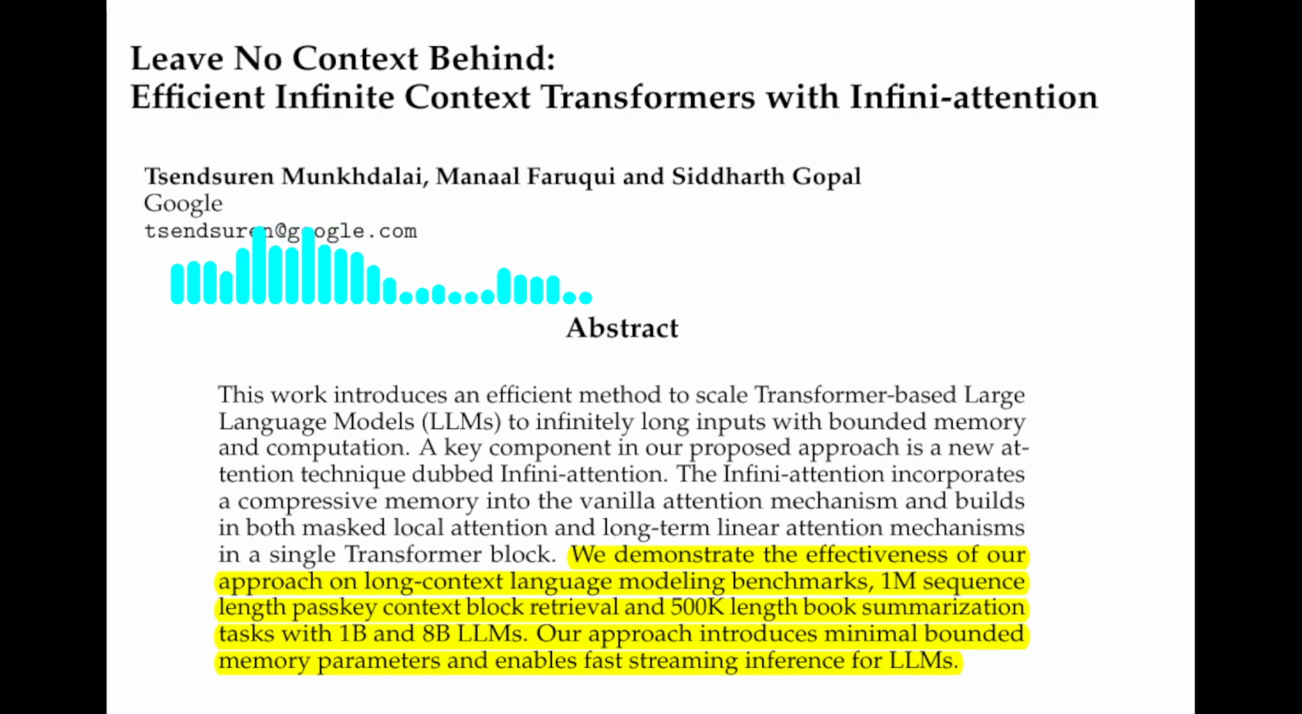Thank you for sharing your insights on this fascinating paper. It's clear that Infini-attention is a valuable contribution to the field of natural language processing, and we can expect to see its impact in future research and applications.